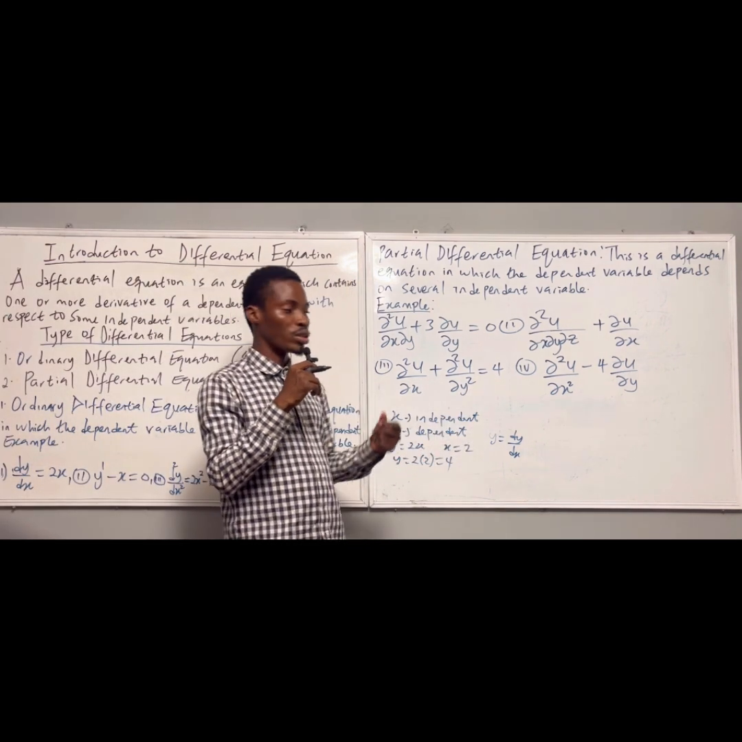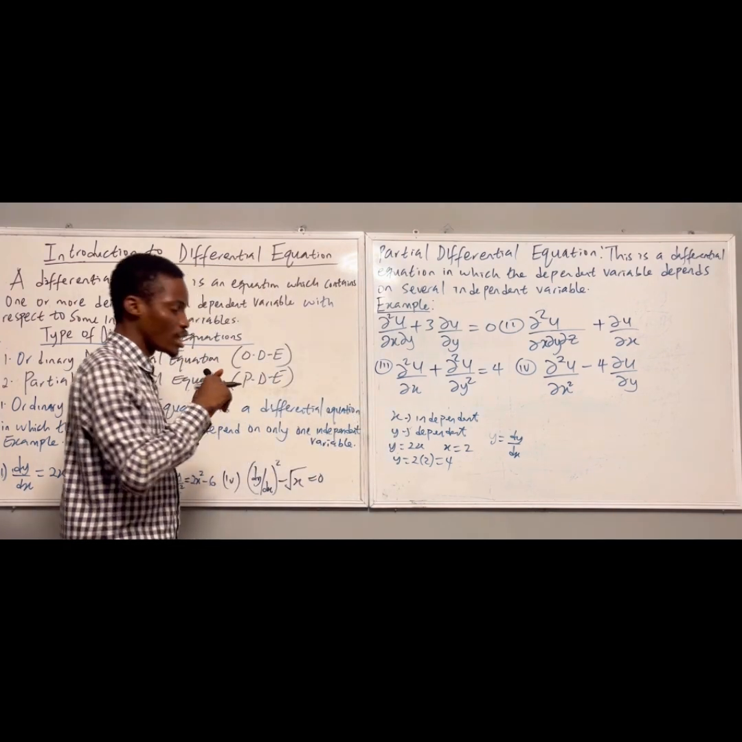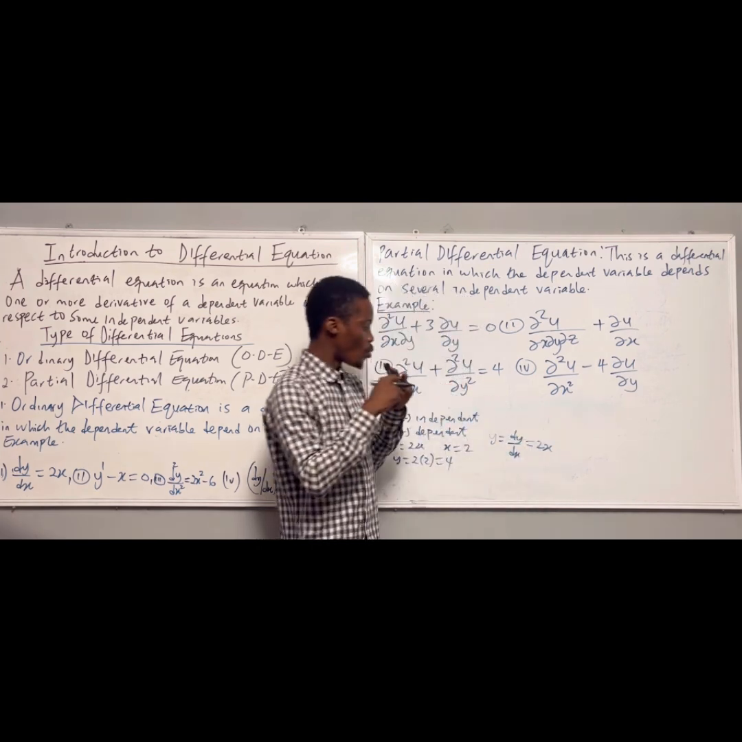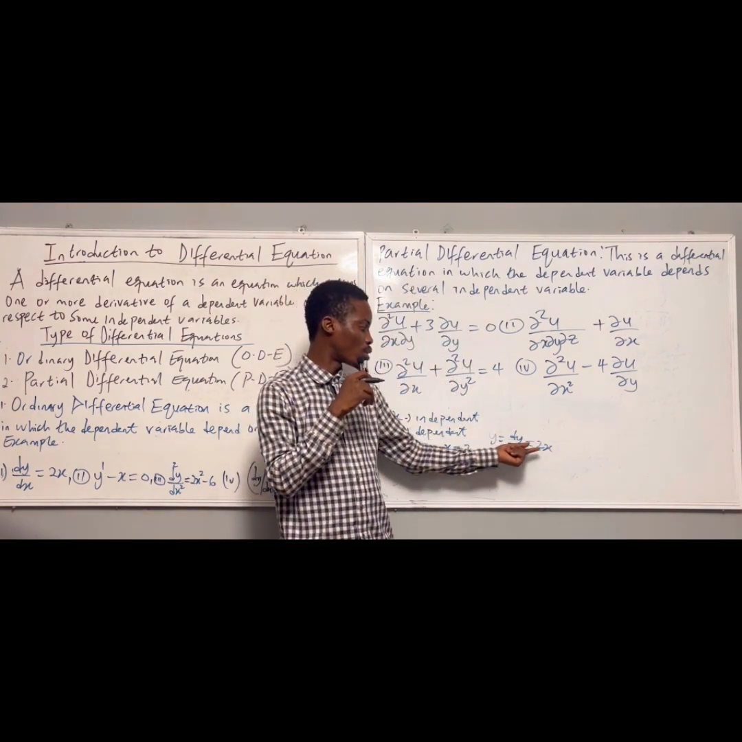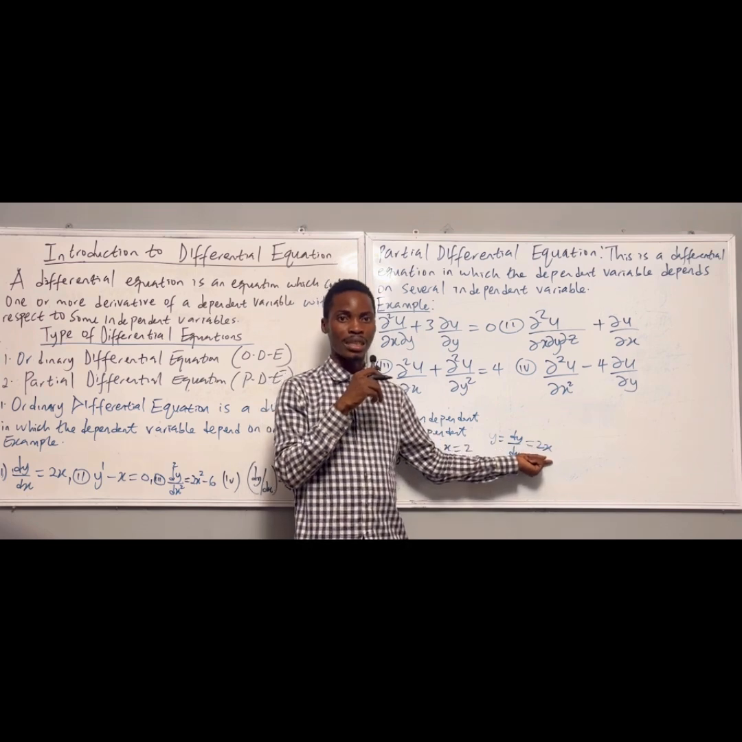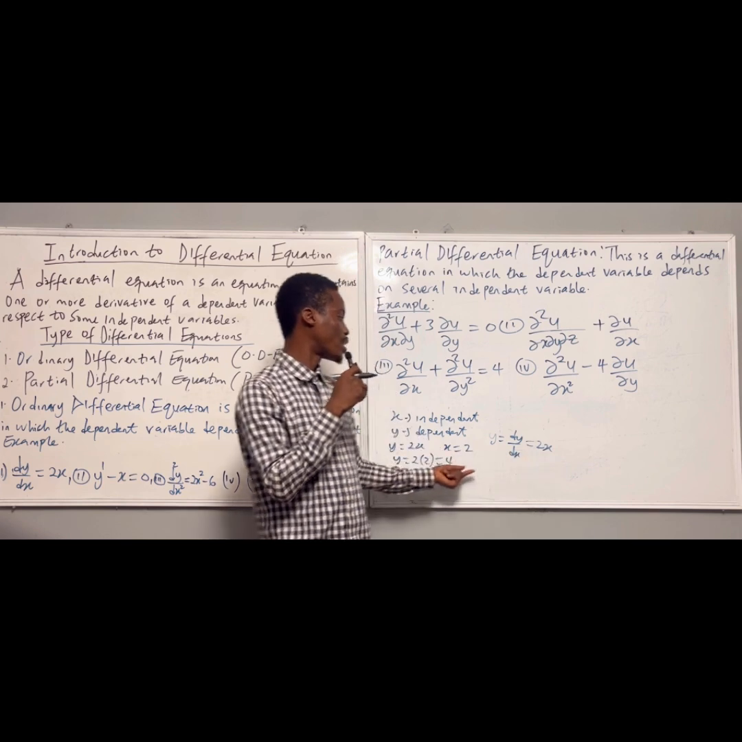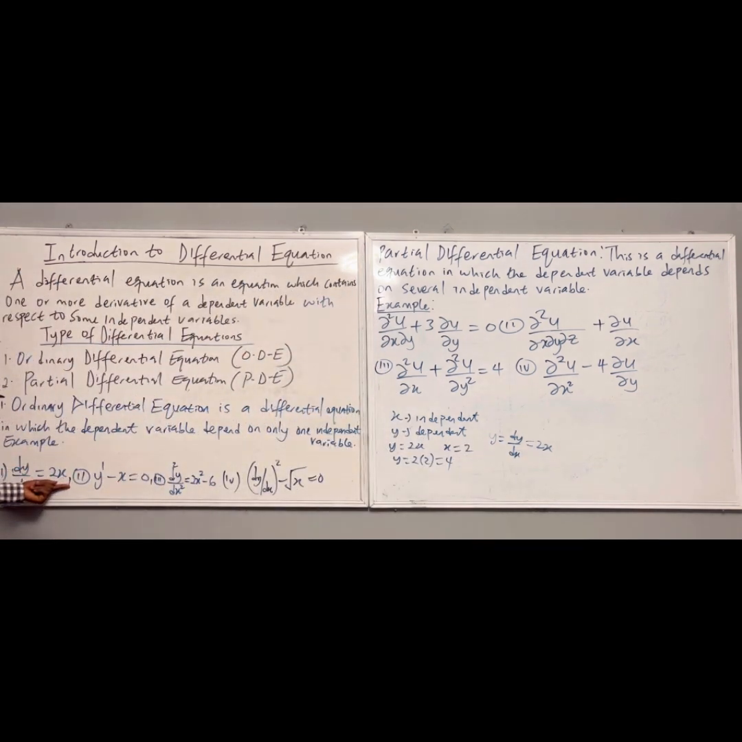You can see that if I differentiate y, I'm going to have dy/dx. So dy/dx is a dependent variable. It depends on what? If I have y = 2x, you can see that the derivative of y, as a dependent variable, depends on 2x, which is an independent variable. You can see it's only one independent variable here. That's why we call it ODE. An example is dy/dx = 2x.